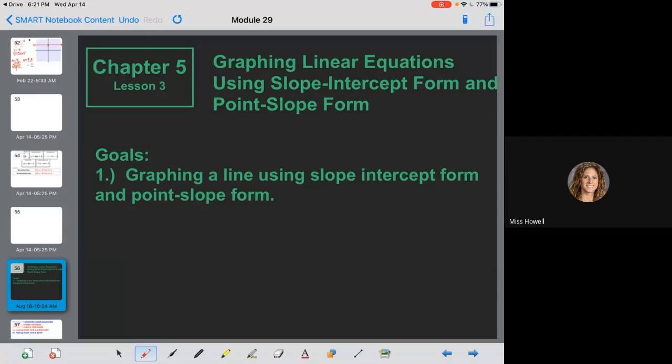And welcome back to Algebra 1. Our goal for today is to continue working with our linear equations and making the graph of their solutions.